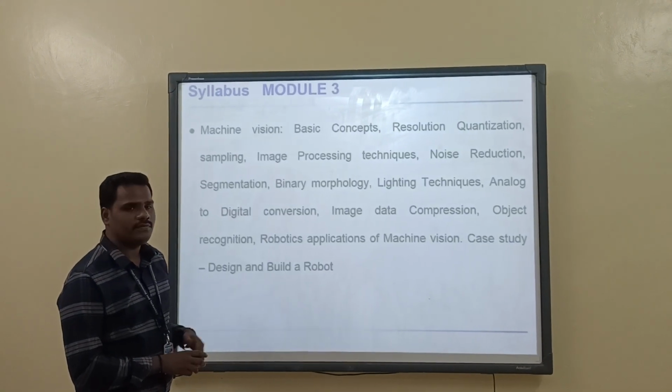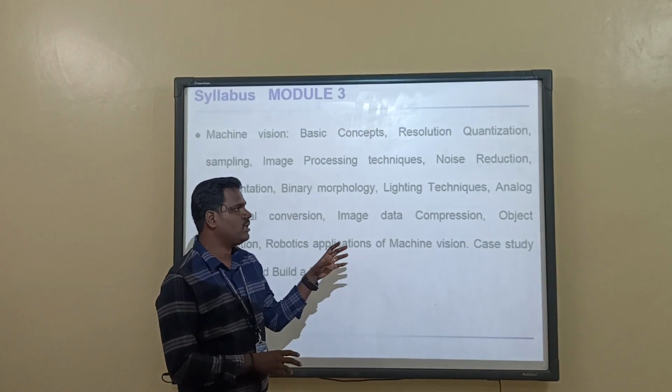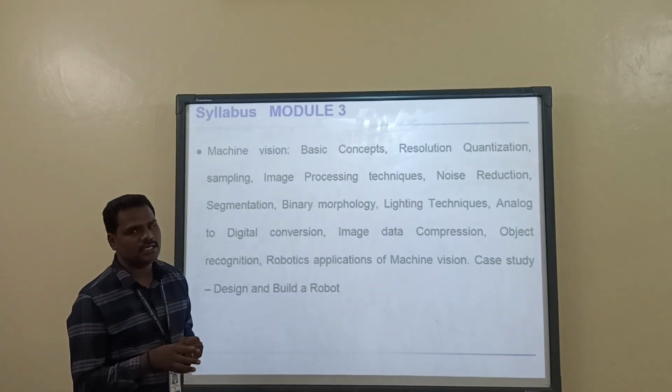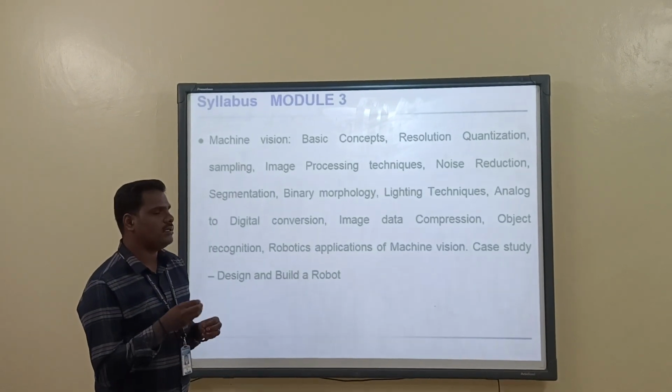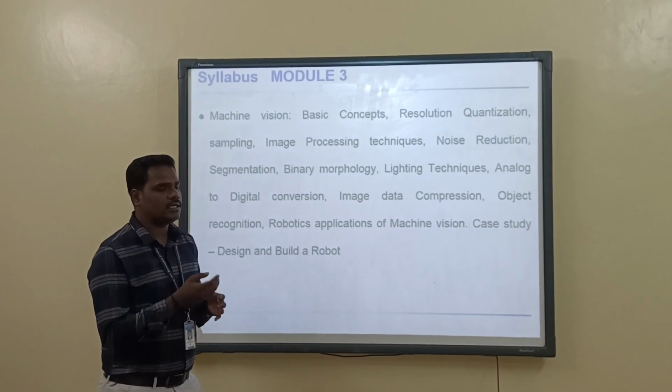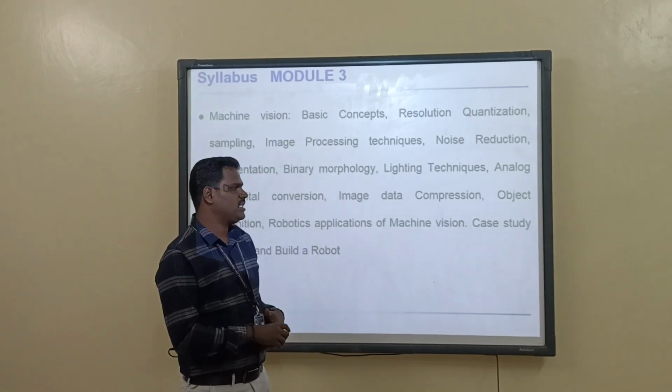Then module 3 comprises completely the vision system. How the robot will recognize the components and vision, like whether the component has a fault or is normal. So this is completely the machine vision process.